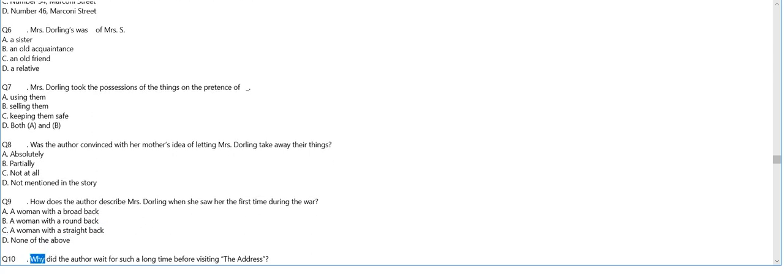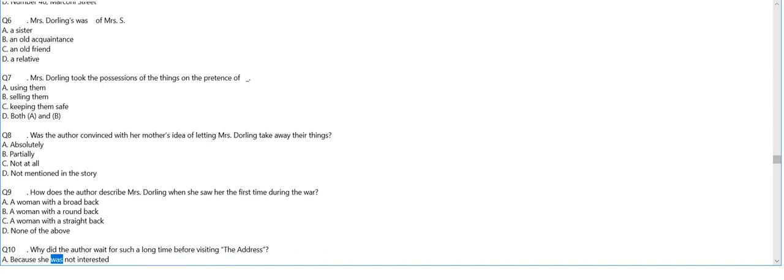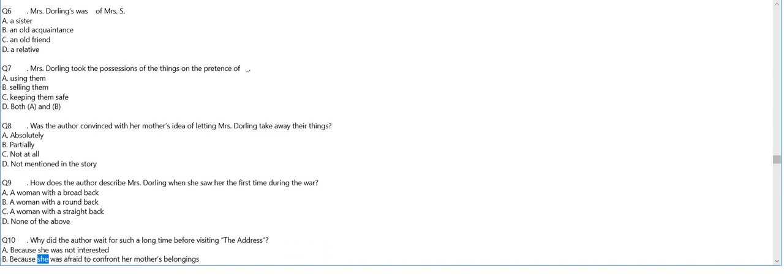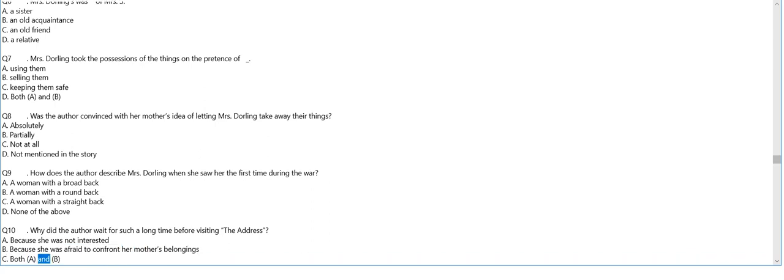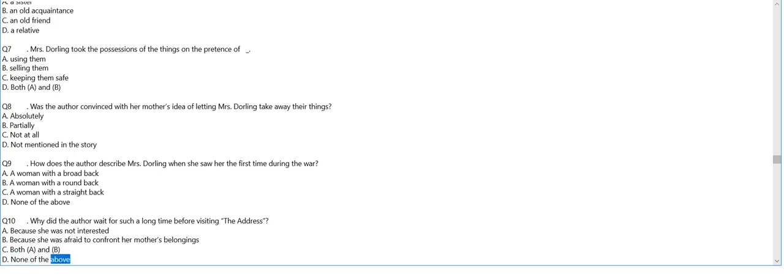Q10. Why did the author wait for such a long time before visiting the address? A. Because she was not interested. B. Because she was afraid to confront her mother's belongings. C. Both, A and B. D. None of the above.